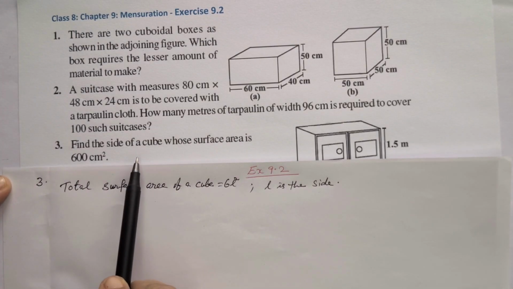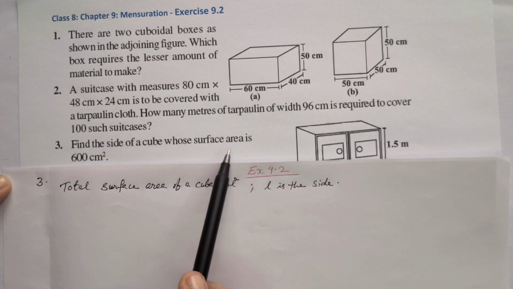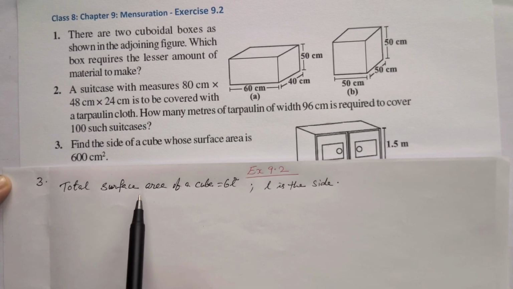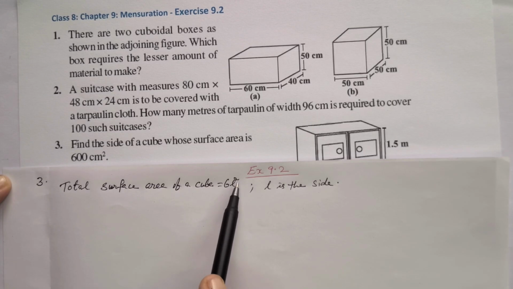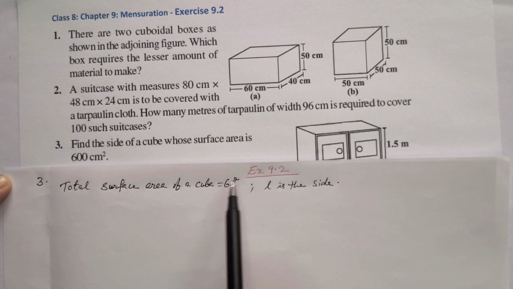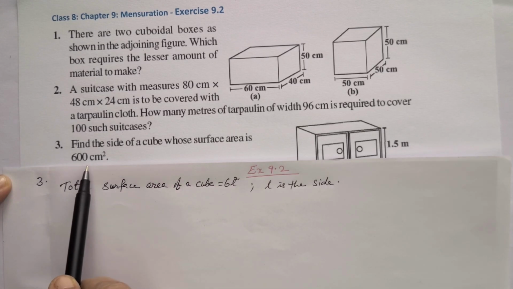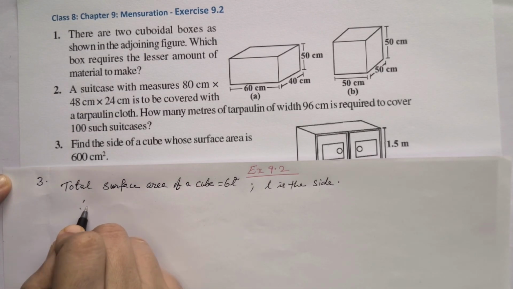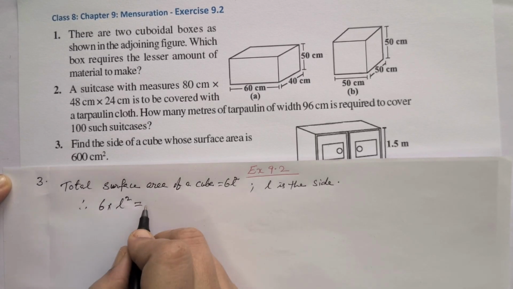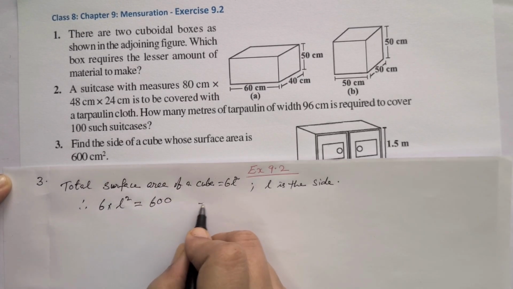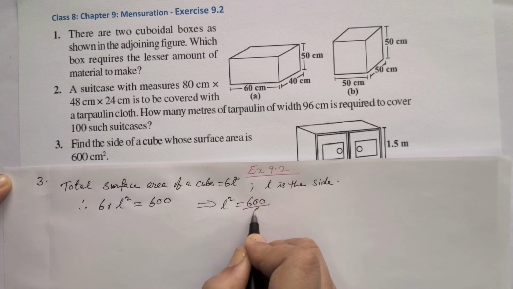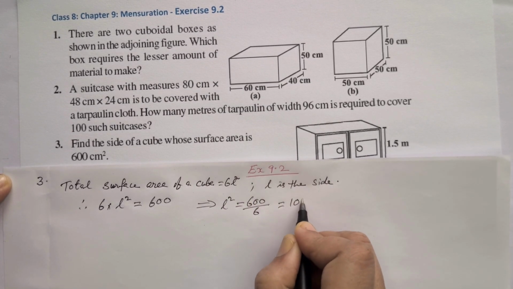Third question, find the side of a cube whose surface area is given as 600 centimeter square. So we know that the total surface area of a cube is 6 into side square. If we are taking L as the side, then 6L square is the total surface area. That is given here. So we can write, therefore, 6 into L square, which is equal to 600. From that, L square is equal to 600 by 6, which is equal to 100.